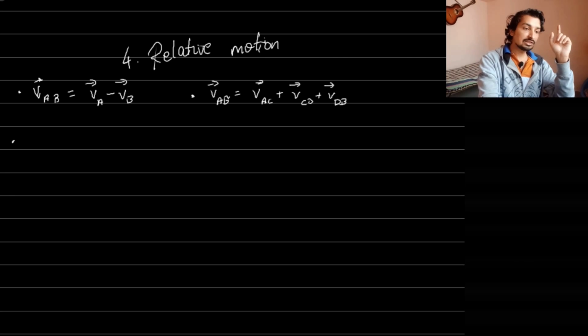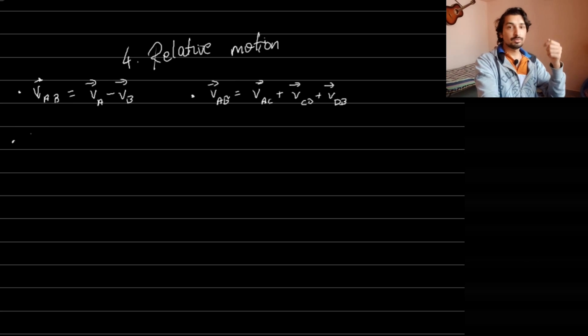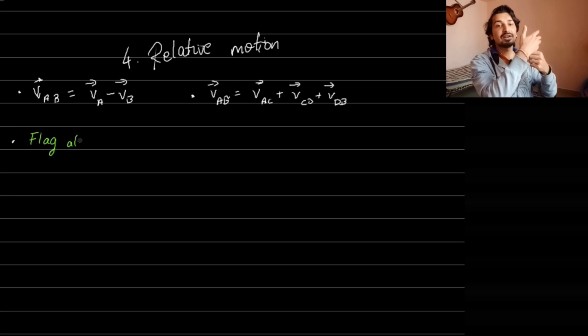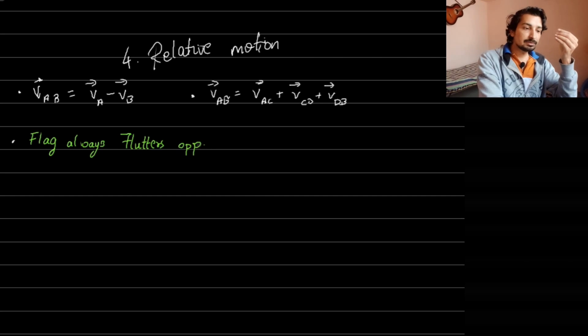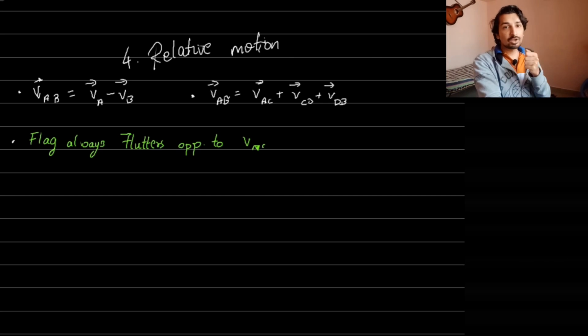Flag always flutters in the direction of wind, sorry. So whichever direction the wind is in, the flag also will be in that direction. And that is man with respect to wind. It flutters opposite to that of man's velocity. So if I am walking front, the flag flutters which side? Back. So it's opposite to the direction of man, right?